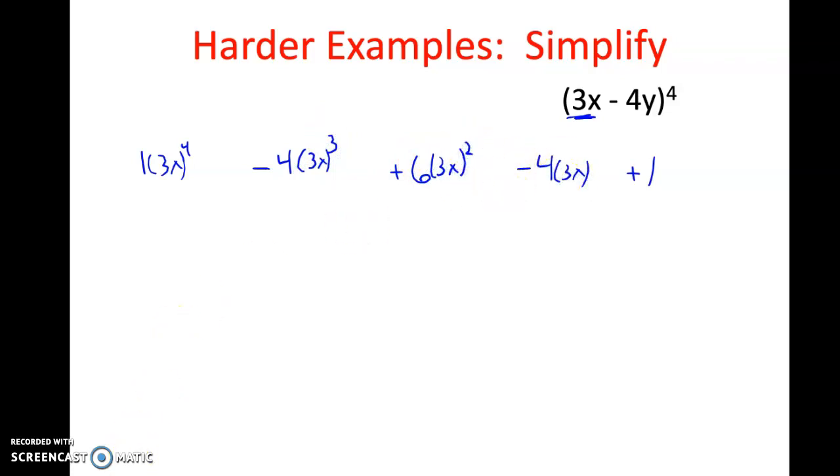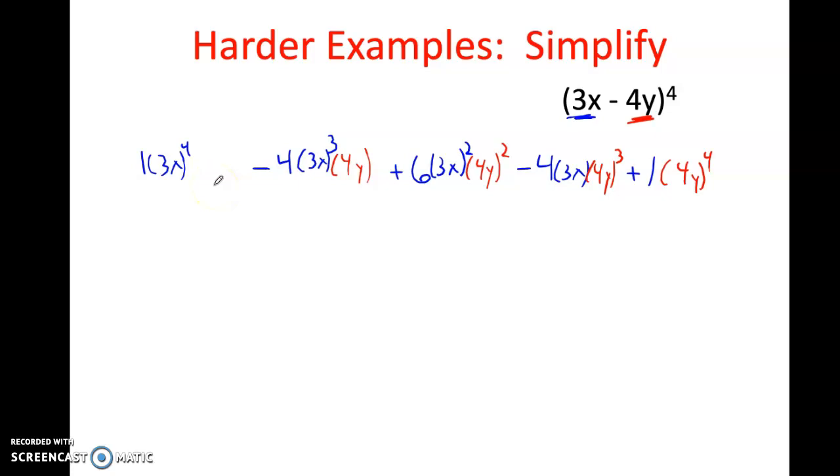I'm going to change colors again just so I can make it very, very clear. 4y is the next term we're going to use, so we're going to have 4y raised to the fourth power, 4y raised to the third power, 4y raised to the second power, and this is going to be 4y. So you're going to simplify everything.